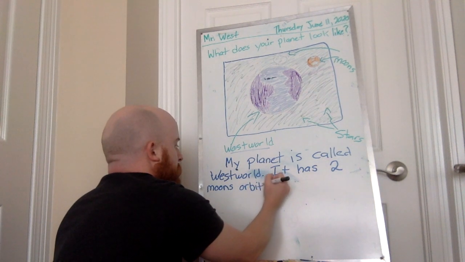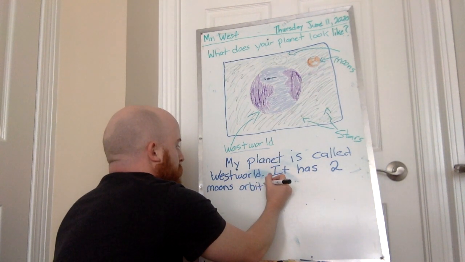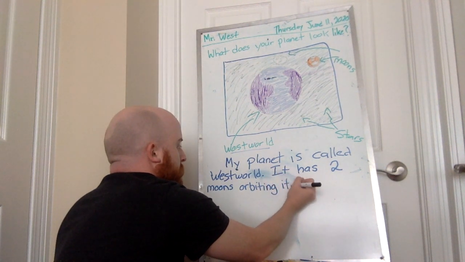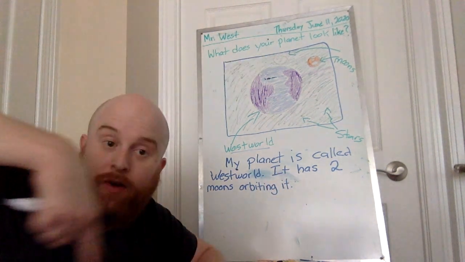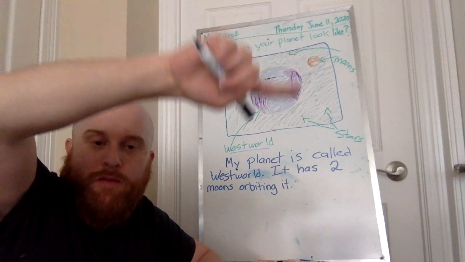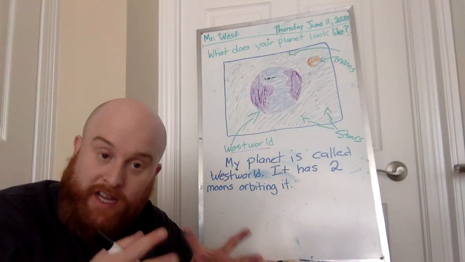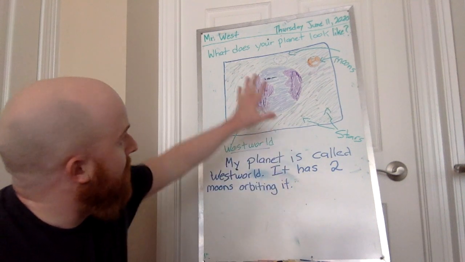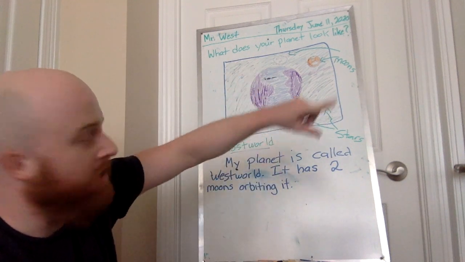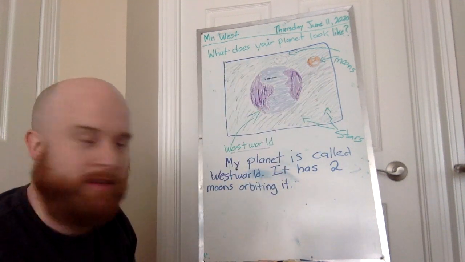My planet is called Westworld. It has, I'll just put the number 2. It has 2 moons orbiting it. And when we say orbiting, when we say we have an orbit, it means that it's going around. So just like our moon goes around our planet and our planet goes around the sun, my planet here, Westworld, has 2 moons that orbit around it. So that's what that means.